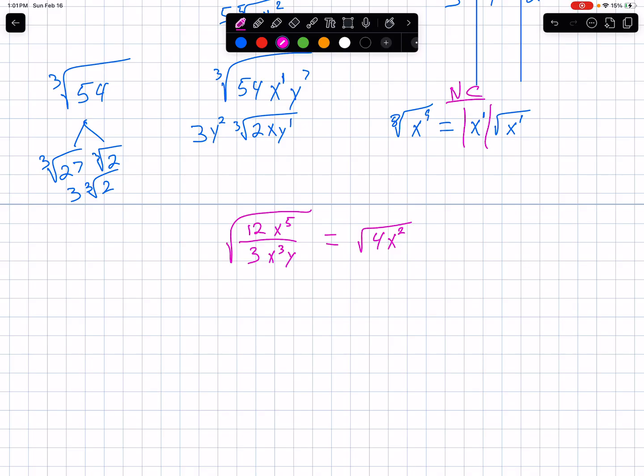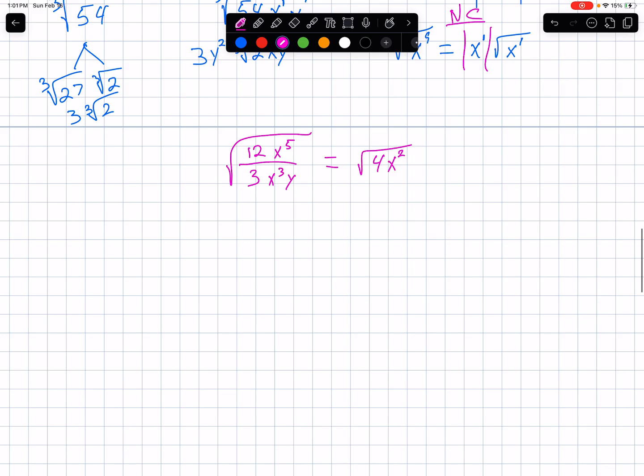Isn't that easy? It's the best way to think about it, right? It does not work if you have negative exponents, however. Then you just have to go through and deal with the subtraction. Because that's what you do. 5 minus 3 is 2. That's why it's x squared under. And then you just keep the y.